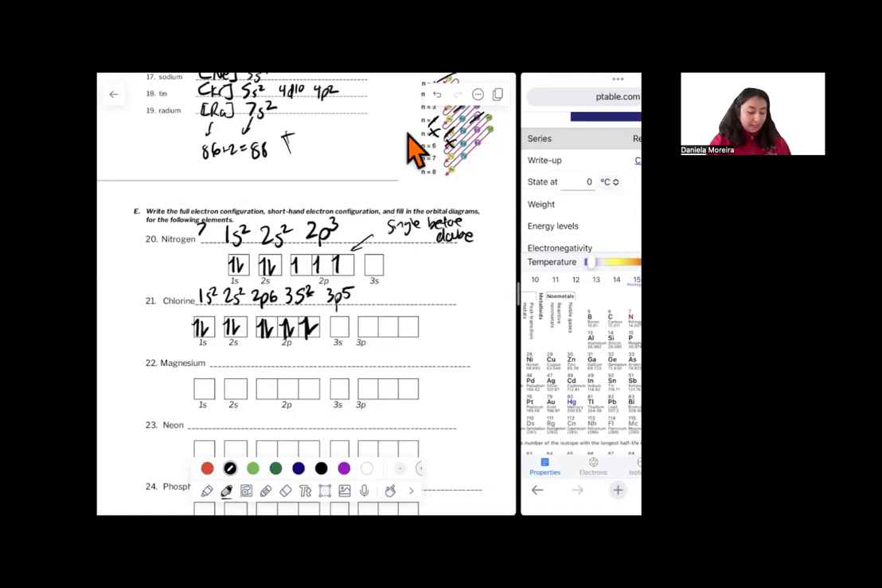Now we can add to 3s. We are still in 3s, so we can double up. And now single, single, single, double, double, and then this one should be unpaired.